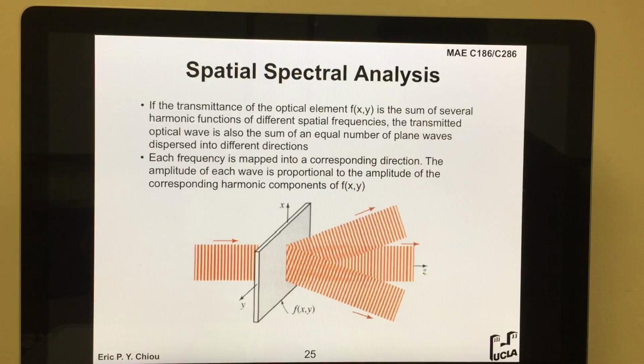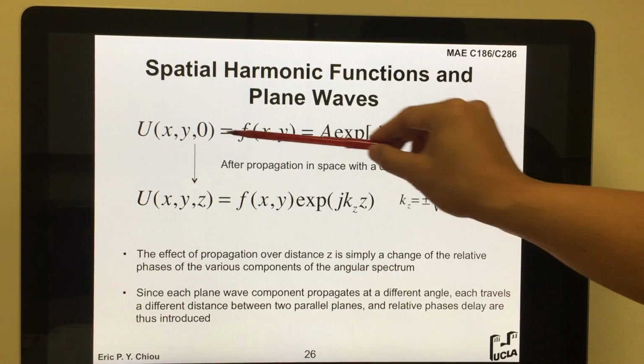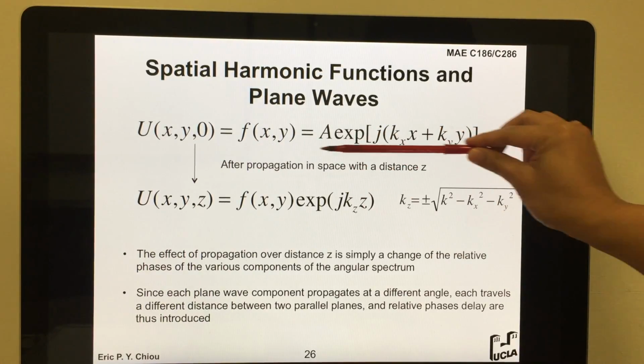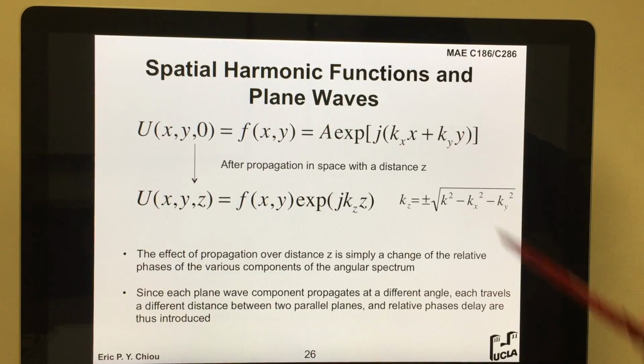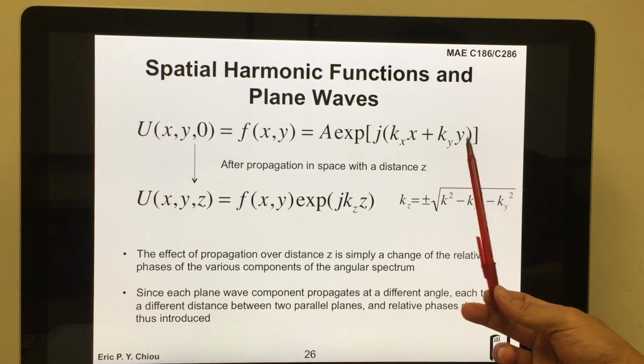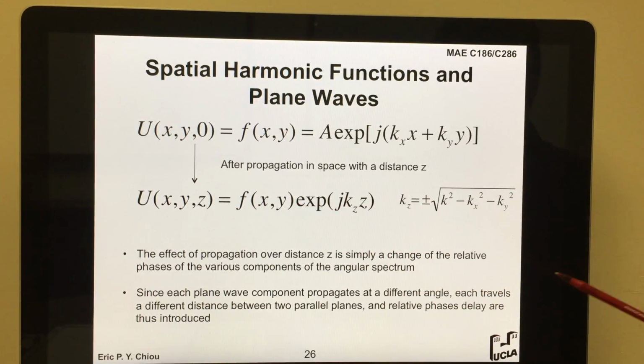You can consider it as a plane wave which at z equal to 0 location can be described like this in x and y. So after this plane wave propagates through space with a distance z, this is the final complex amplitude that you will have.